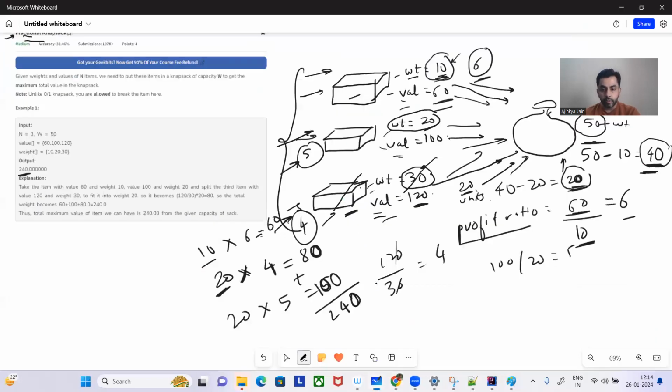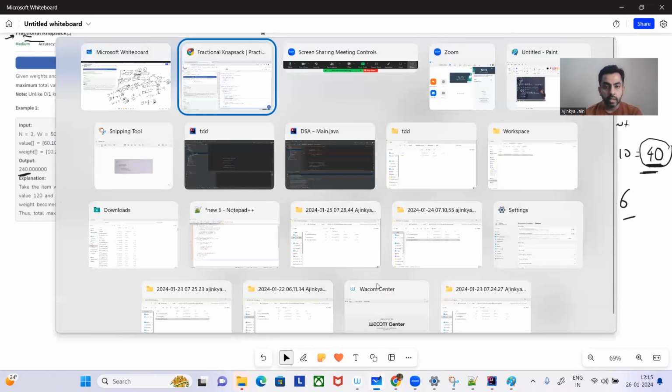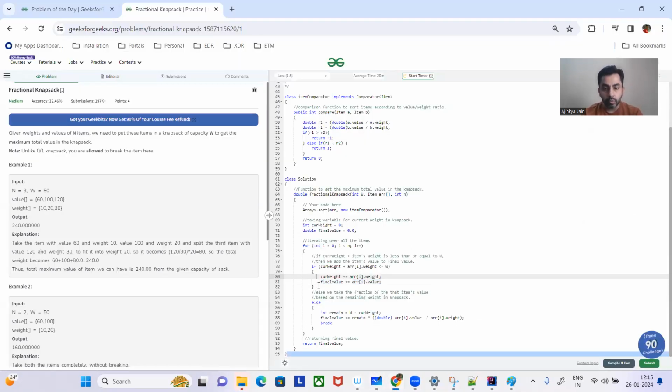So the weight is 10 for this item, and the profit ratio was 6. So we are passing 60 here, which is nothing but the value itself. If we are able to put the complete item, we will add 60 only, the complete value, which is profit ratio times the complete weight, which is 60. Also, we are incrementing the current weight, so now the knapsack has 10 units.